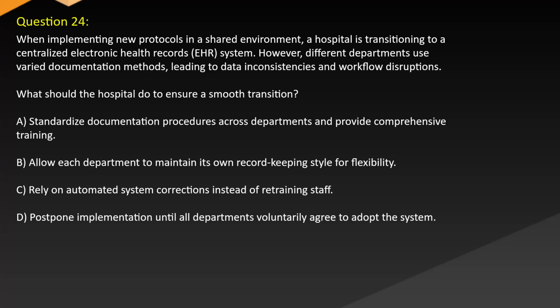Question 24. When implementing new protocols in a shared environment, a hospital is transitioning to a centralized electronic health records system. However, different departments use varied documentation methods, leading to data inconsistencies and workflow disruptions. What should the hospital do to ensure a smooth transition? A. Standardize documentation procedures across departments and provide comprehensive training. B. Allow each department to maintain its own record-keeping style for flexibility. C. Rely on automated system corrections instead of retraining staff. D. Postpone implementation until all departments voluntarily agree to adopt the system.